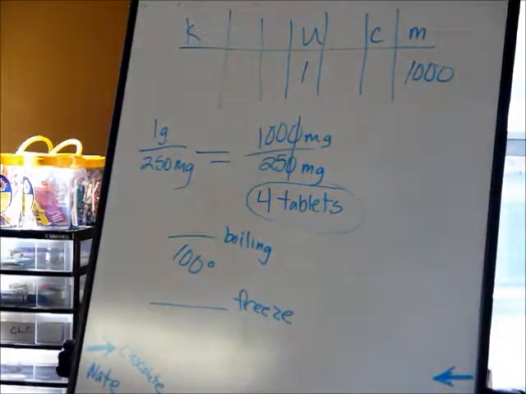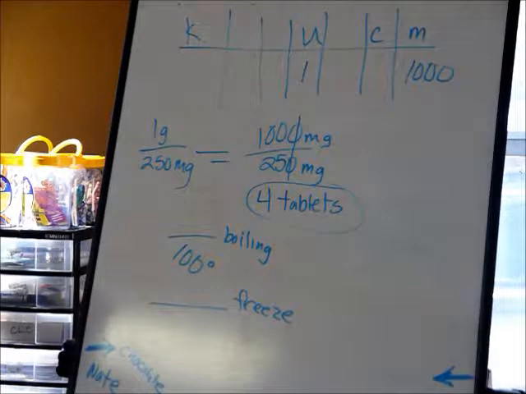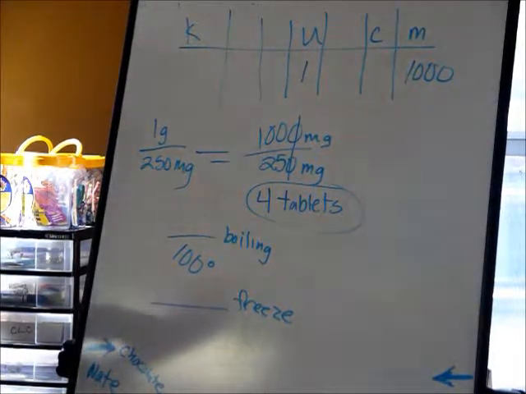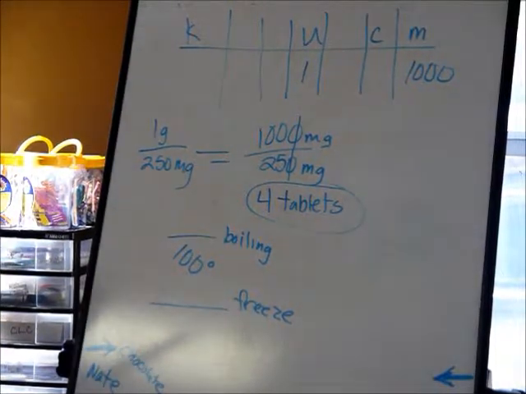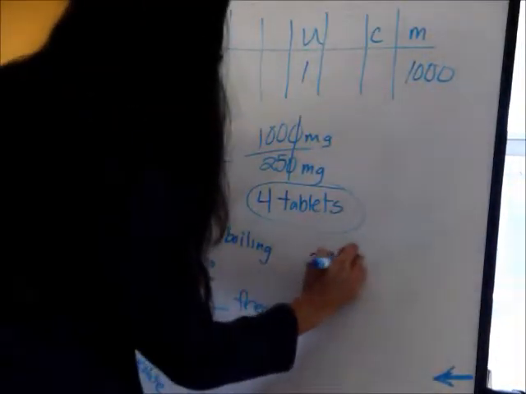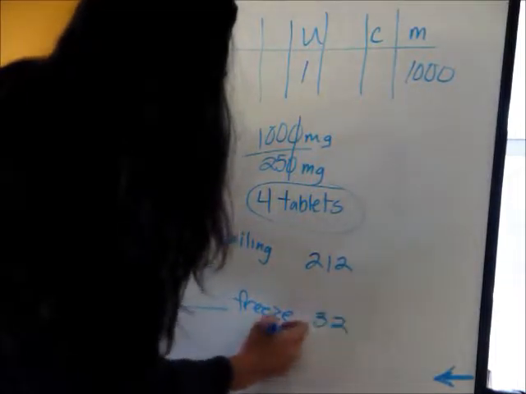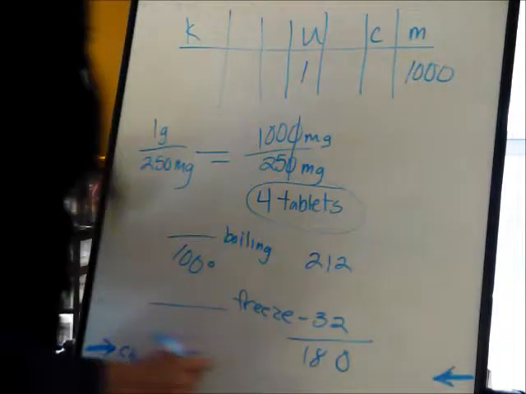Is that the same as Fahrenheit? How many degrees are between freezing and boiling in Fahrenheit? Anyone? 212 minus 32. 212 is boiling. Yeah, 32. 180. Yes.